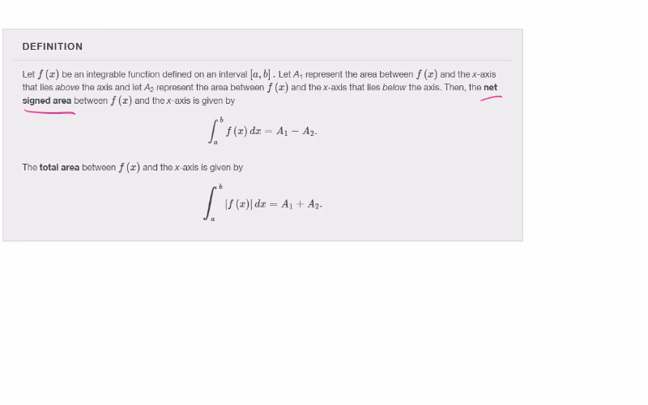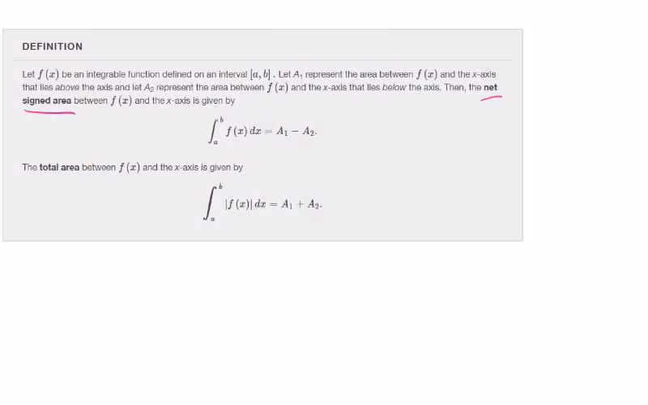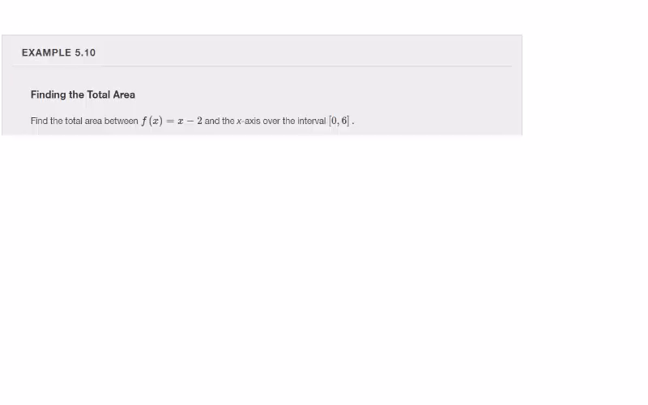Now, if we want total area, like going back to this one here, if I want this plus this instead of the difference of the two, then I want to take the integral of the absolute value of that function. We'll talk about that in a minute, but that will give you area 1 plus area 2. So for total area, I'm going to take the integral from 0 to 6 in this case of x minus 2 dx.